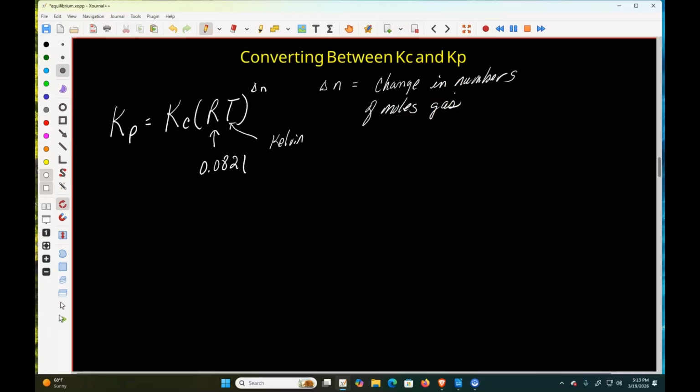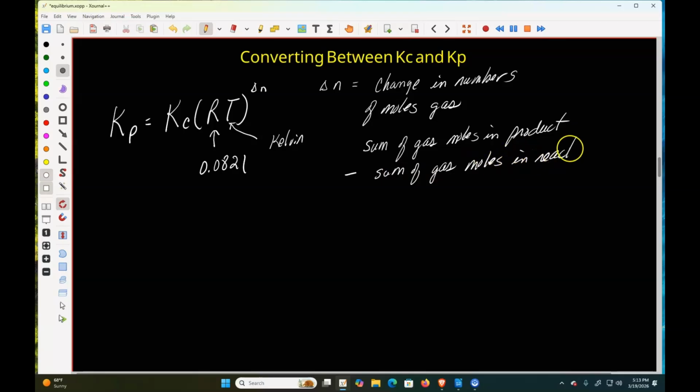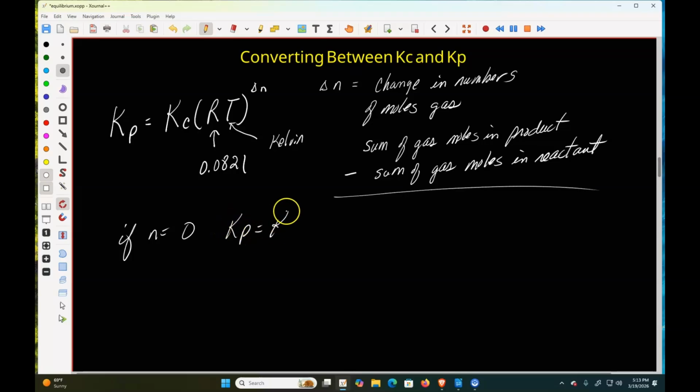So essentially what you do is you take the sum of gas moles in the product and subtract the sum of gas moles in the reactant. If delta N equals 0, which means the same number of moles of gas on both sides, that means that Kp equals Kc.